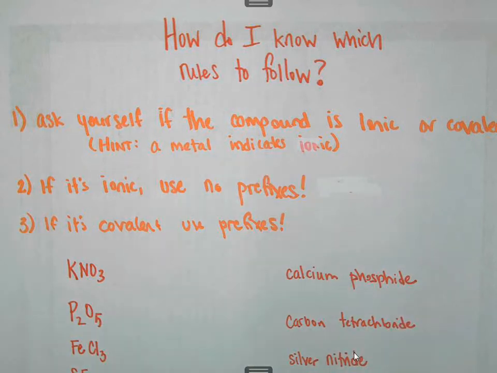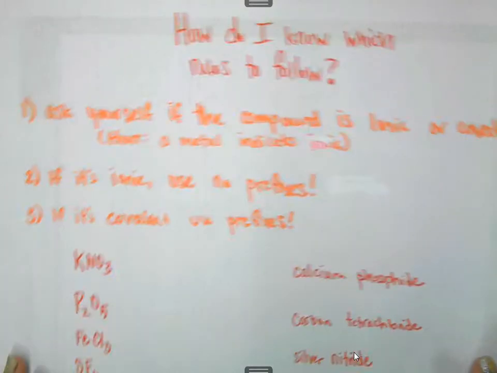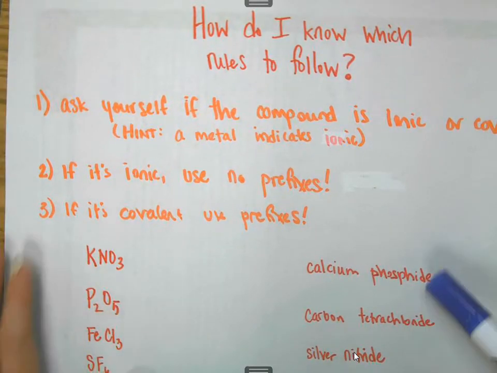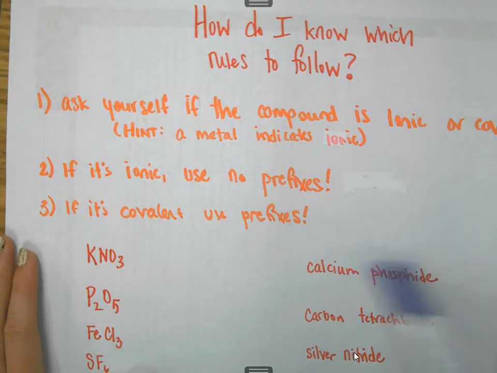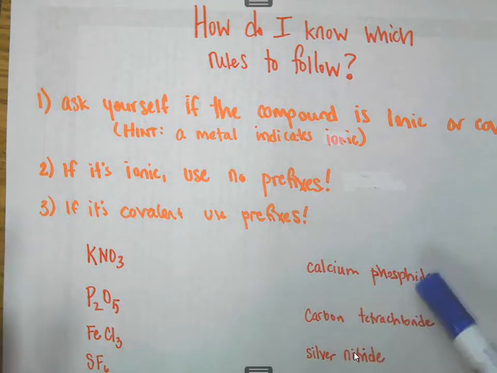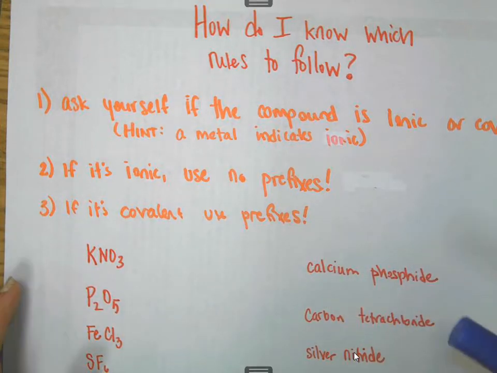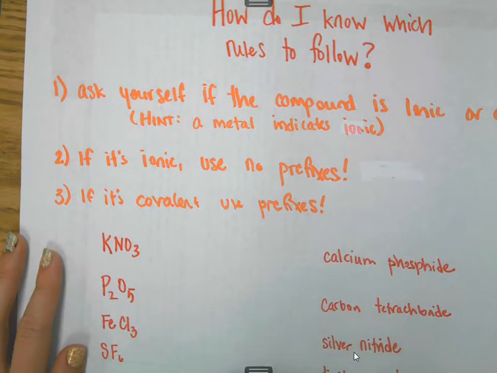Okay, this next video explains how you know which rules to follow. If you're taking a test or the final exam, most likely it's not going to tell you that this is a covalent or an ionic compound. You're going to have to decide.